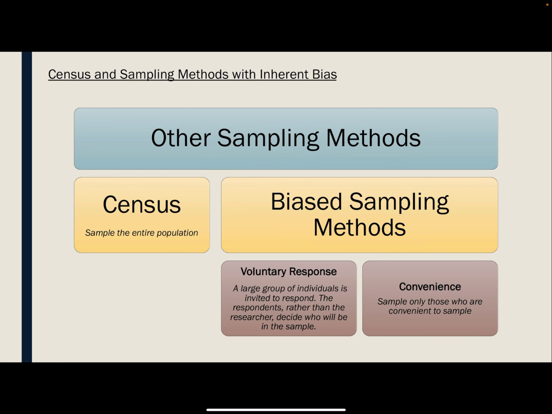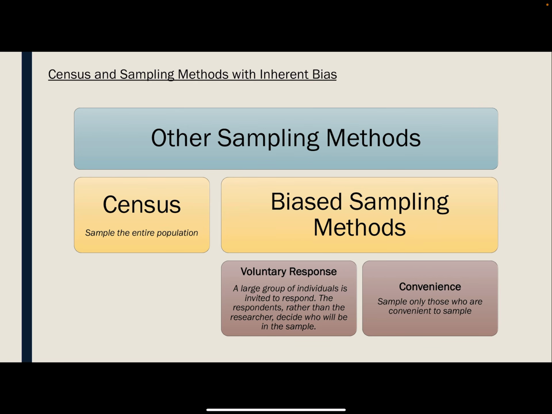The second type of biased sampling method is a convenience sampling method. So it's basically that we sample individuals that are convenient to us. So I want to understand the trees in Maryland, so I go out my backyard and I just look at the trees in my backyard. Right? That would be a convenience sampling method, and it's not going to be representative of all the trees in Maryland.